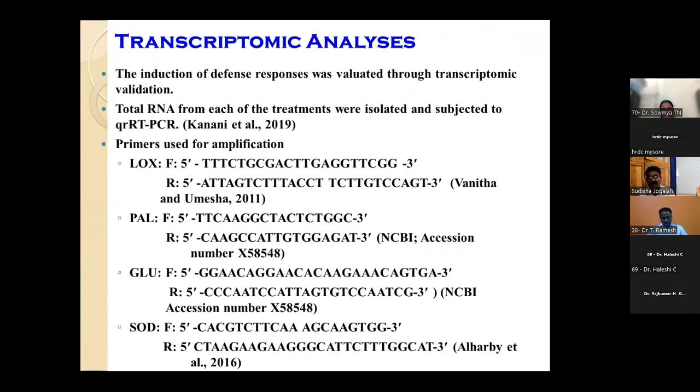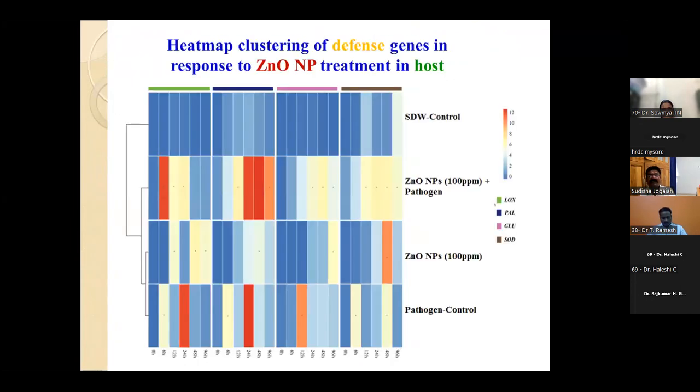These are the genes or the primers which we used in our study. This is the hypothesis, where it is very clear that the zinc oxide nanoparticles plus the pathogen at these time intervals has a very excellent result.